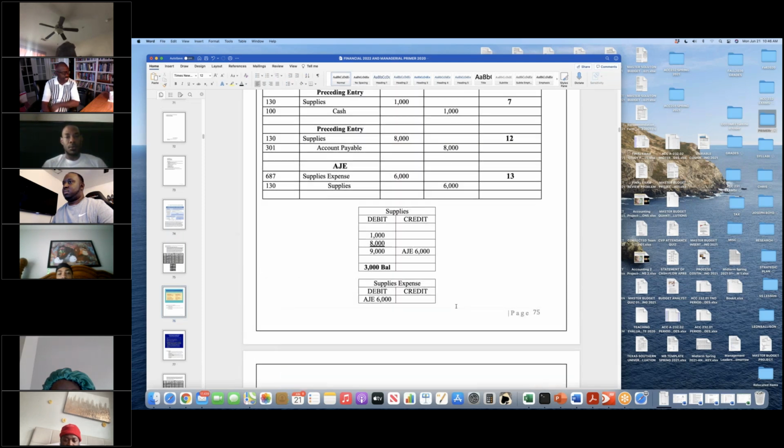Is that adjusting entry clear to everybody, especially A and B students who missed it? Okay. Any questions?